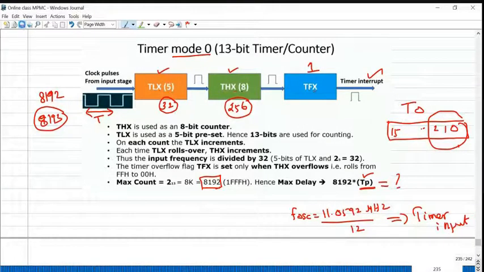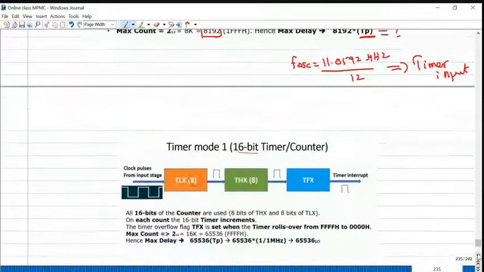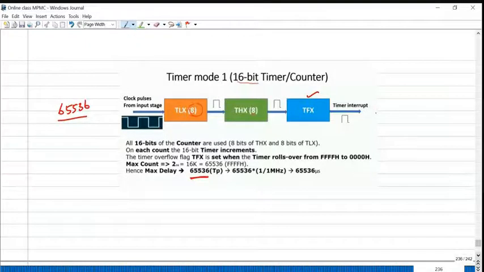It's a very simple mode of operation. Next, individual timer 0 and timer 1 can act in mode 1. What is mode 1? The entire 16 bits of timer 0 or timer 1 are utilized. So 2 power 16 is 65536. Once 65536 clock pulses are reached, the timer overflow flag bit will be set and it generates the interrupt signal to the processor.